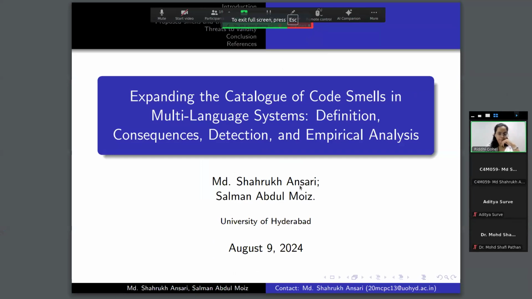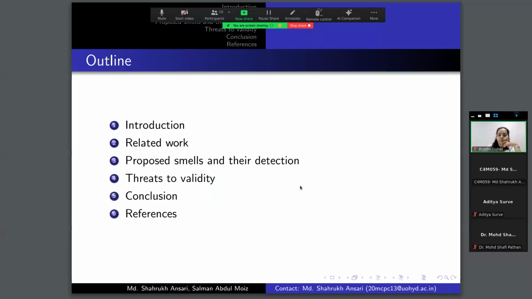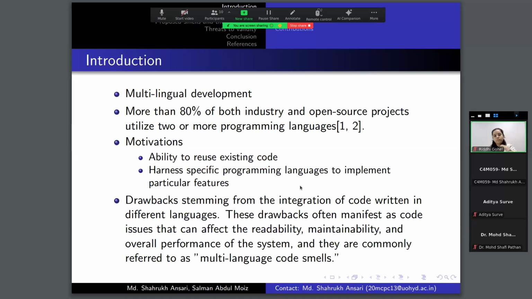Okay, so this is the title of my research, Expanding the Catalog of Code Smell in Multi-Language Systems: Definition, Consequences, Detection, and Empirical Analysis. The authors are me, Mohammad Shahrukh Ansari, and Salman Abdul Muiz, and we are from the University of Hyderabad. This will be the outline of my presentation. We will start with the introduction, related work, then the proposed smells and the detection techniques, threats to validity, conclusion, and then references.